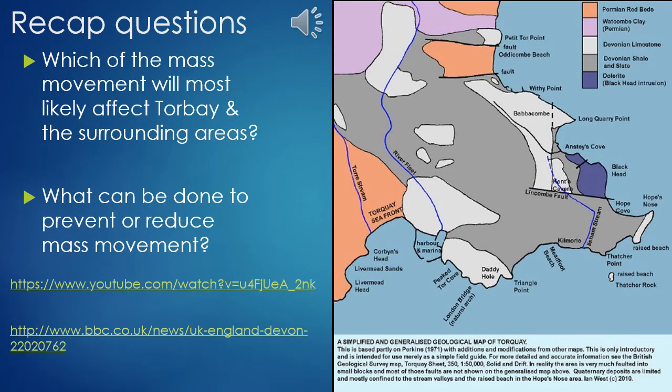So using your knowledge of mass movement that you've just gained, what I want you to do is look at the map of Torbay on the right hand side, all the different rock types in there. And I want you to think which type of mass movement is most likely to affect Torbay and Torquay. So just come up with some answers, come up with some explanations, maybe 1 or 2 points, just develop them. You can email those across to me or just attach them to the post on Google Classroom.